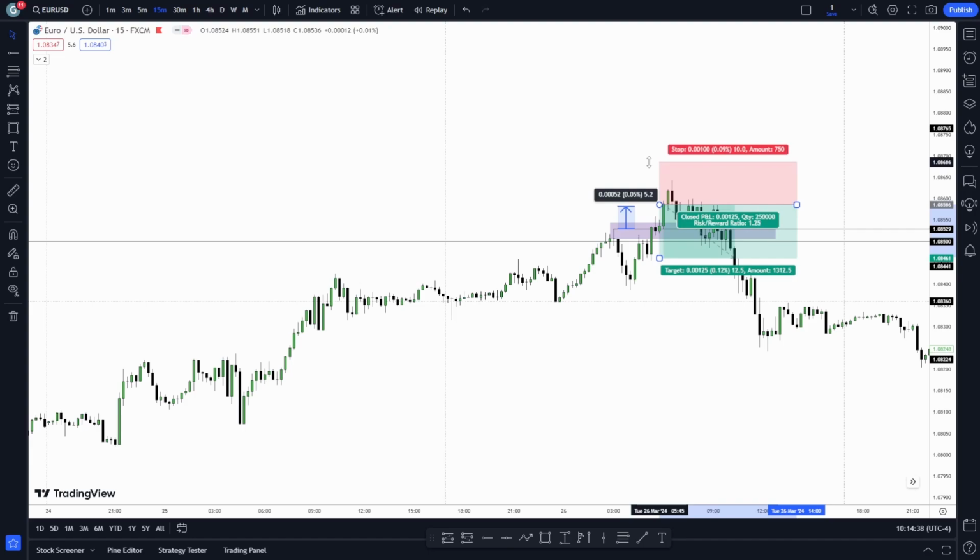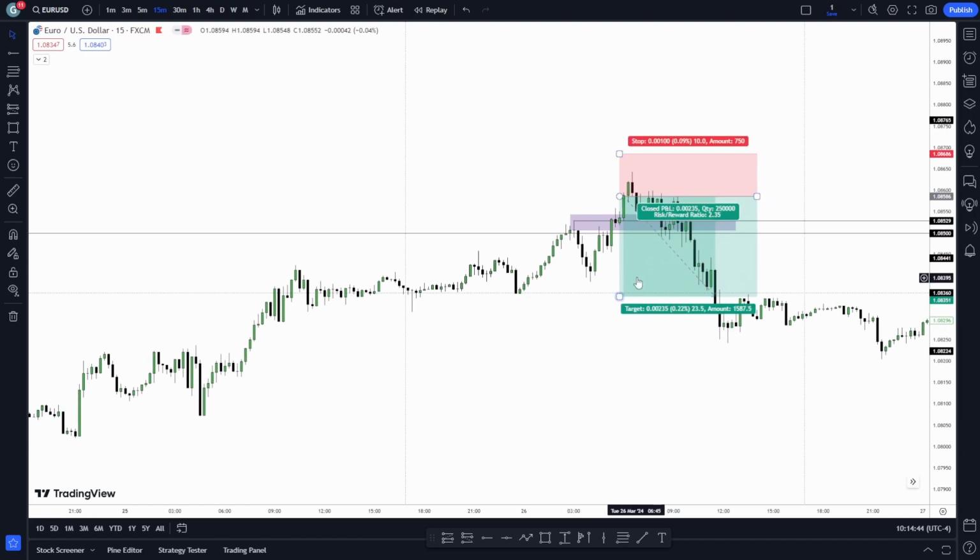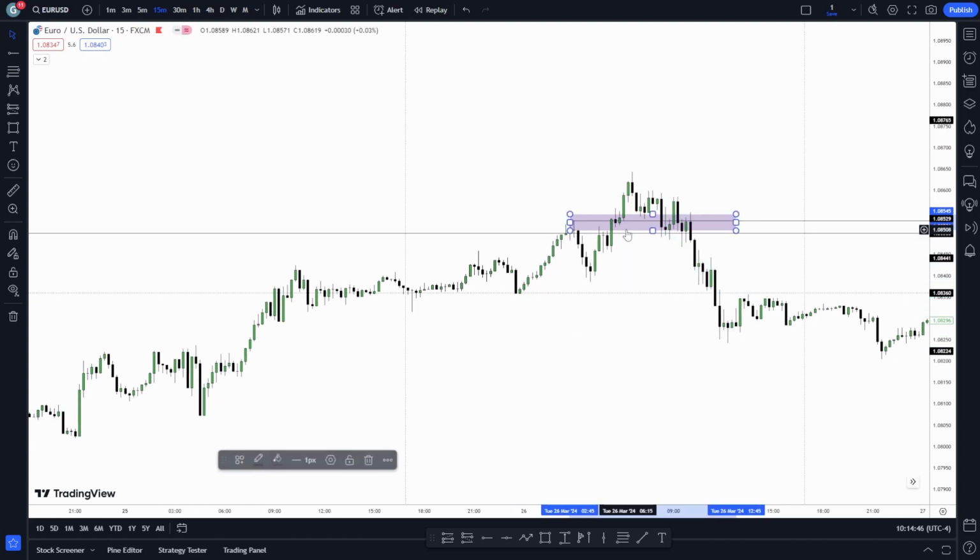Okay, or you can do 15 pips. It's based on your risk management, and our target will be 1:2. So this is our trade.